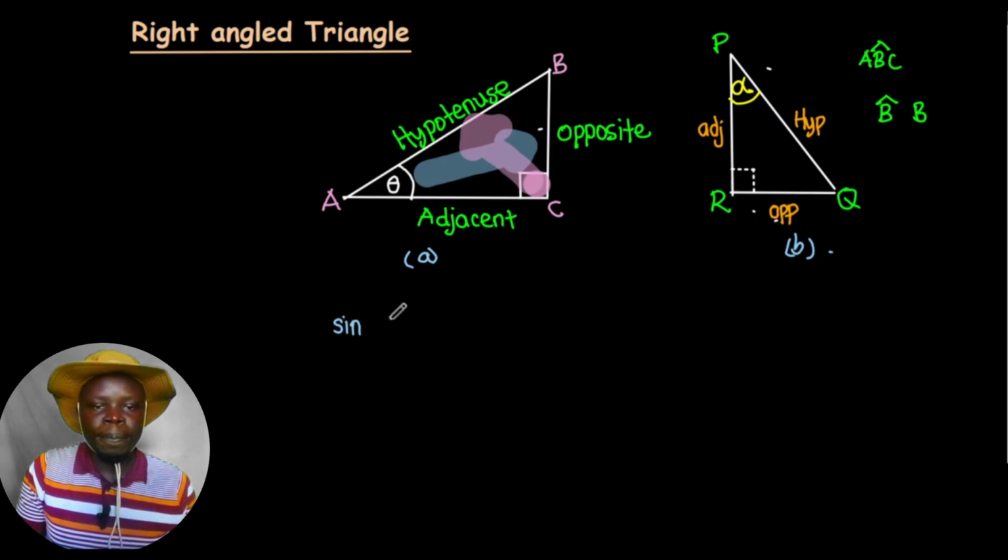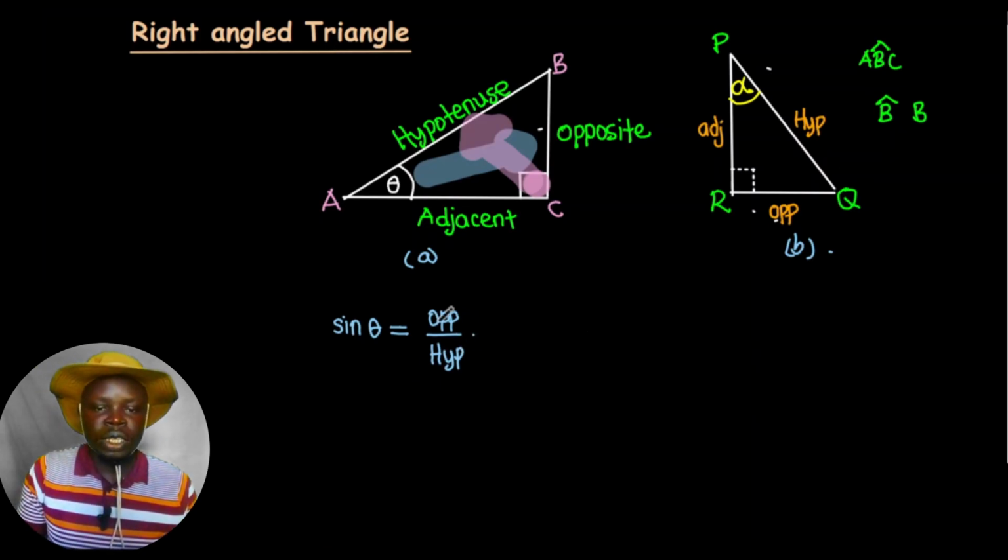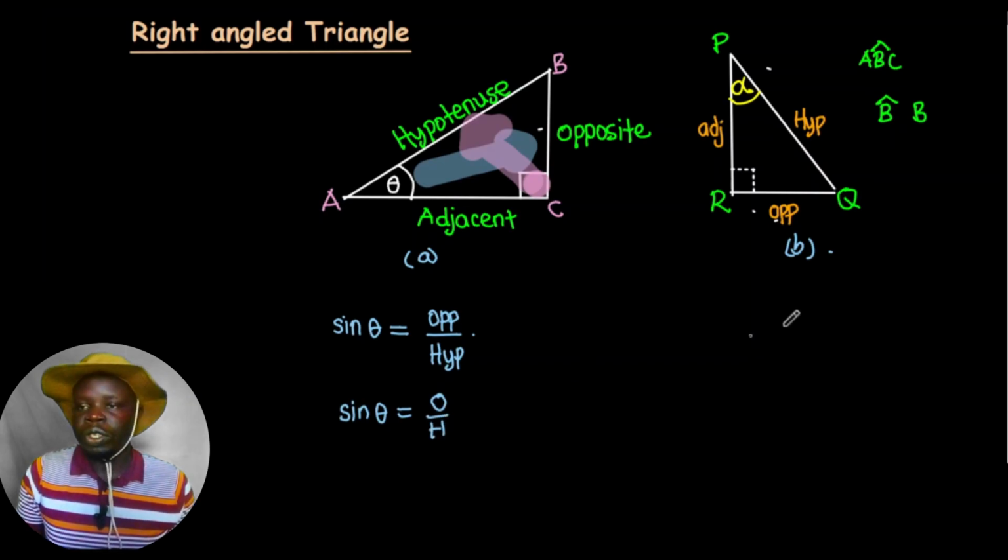So for our case here, sine of theta is given by the opposite, and opposite we can abbreviate to three letters, over hypotenuse. So hypotenuse is h, y, p. So that is the first ratio we can use. And again, we can shorten this one to O and H, where we say sine of the angle theta is given by our opposite O over hypotenuse H. So next, we can move on to the next one here.